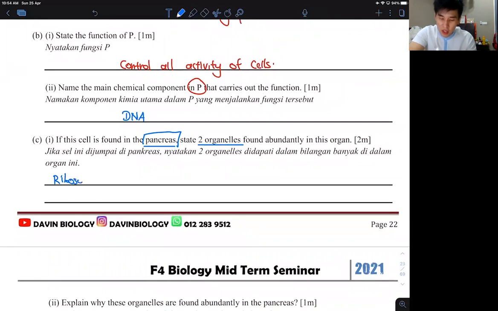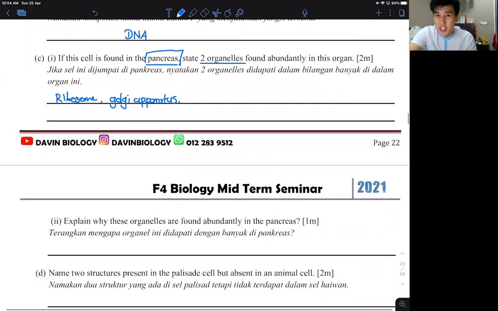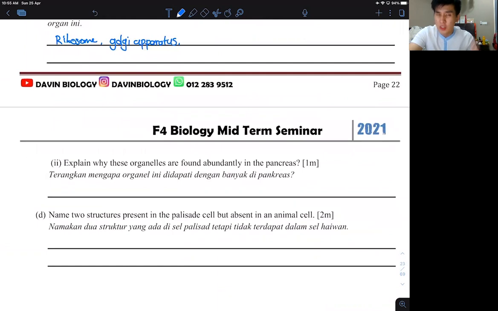The ribosome, the rough ER, the three brothers, basically. Now, I would prefer you all to write the first and the last: ribosome, Golgi apparatus. First and last. Why? Because the next point, usually when they ask you to name already, they will ask you to explain. So explain usually is 2 marks, not 1 mark, that's simple.